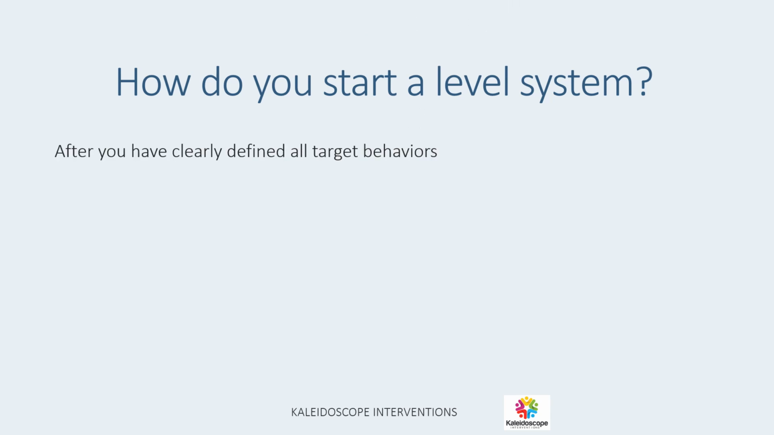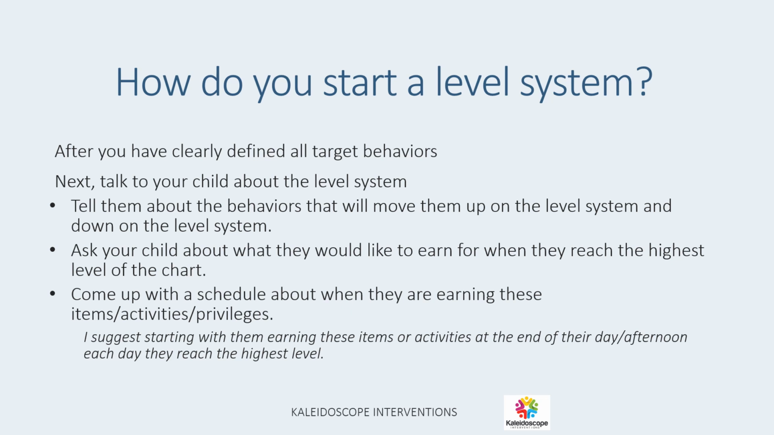After you have clearly defined all the target behaviors, this includes target behaviors we want to increase or appropriate behaviors, and target behaviors we want to see decrease or inappropriate behaviors. Next, talk to your child about the level system. Tell them about the behaviors that will move them up on the level system and down on the level system. Ask your child about what they would like to earn when they reach the highest level of the chart. Come up with a schedule about when they are earning these items, activities, and privileges. We want to make sure we are including them in the process.